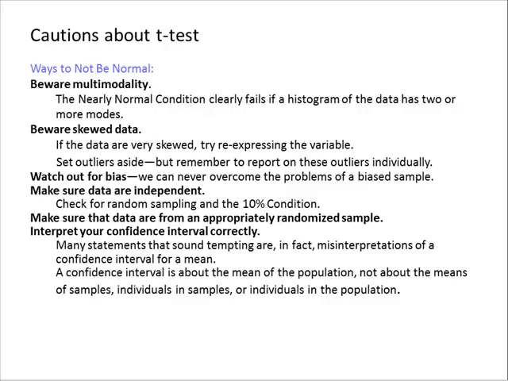Cautions about the t-test: you want to make sure that the data is nearly normal. You want to be careful for skewed data. You want to watch out for bias. Remember when we talked about asking people if they were in favor of a smoking ordinance outside a bar? You have to be careful with that kind of bias. You want to make sure the data are independent, so you're going to check for the random sample and 10% condition. And you want to make sure that the data are from an appropriately randomized sample.